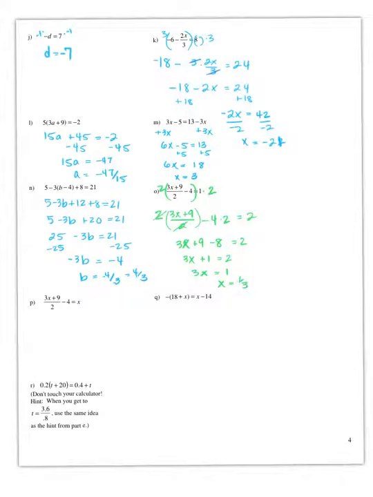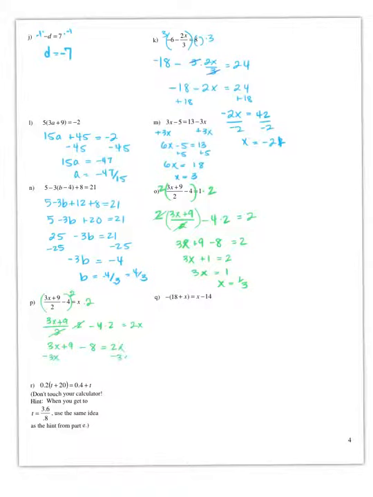In the next question, again, we'll clear the fraction by multiplying both sides by the denominator 2. And again, we will distribute the 2 to both terms. Now we can cancel the 2 in the fraction, leaving us 3x plus 9 minus 8. And we're left with 2x.